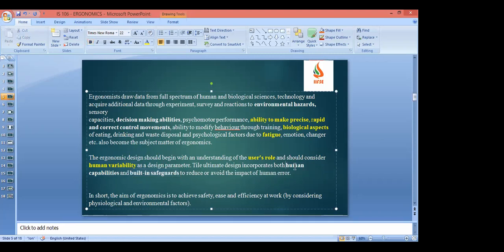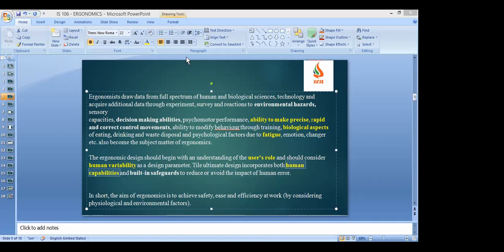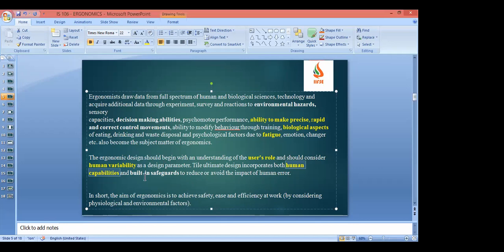Human capabilities, in the sense of how people are able to handle things. And also built-in safeguards. Built-in safeguards mean inbuilt safety features, which are incorporated in the design of these specific tools, equipment, or machines to reduce or avoid human error.